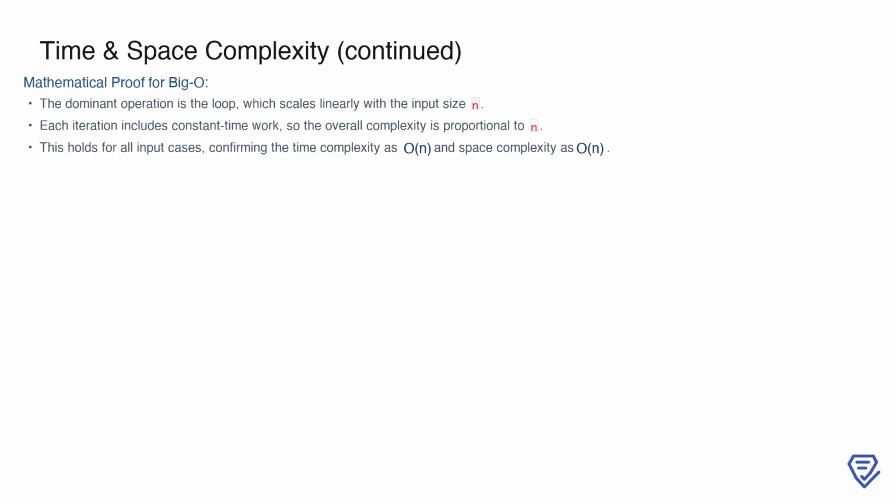Each iteration performs a constant amount of work, such as comparisons and updates, which do not depend on the size of the input. This means the total work done scales directly with the input size, confirming a time complexity of O(n). Similarly, the memory usage is dominated by the keep and swap arrays, each of size n, while additional variables require only constant space. Whether the input is best case, average case, or worst case, these complexities remain the same. Thus, the algorithm's time complexity is conclusively O(n), and its space complexity is O(n) as well.